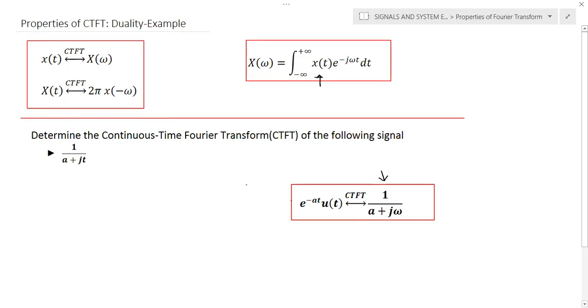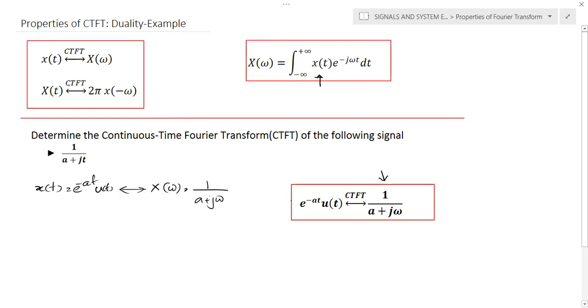According to the duality theorem, assume that the signal x of t is e raised to minus at into u of t. Its continuous time Fourier transform is x of omega, instead of x of j omega. I'm using x of omega in the duality problem for simplicity. The answer is 1 by a+j omega, or I can write x of j omega also.